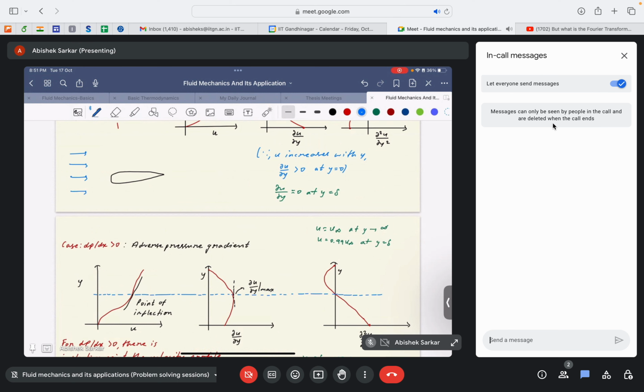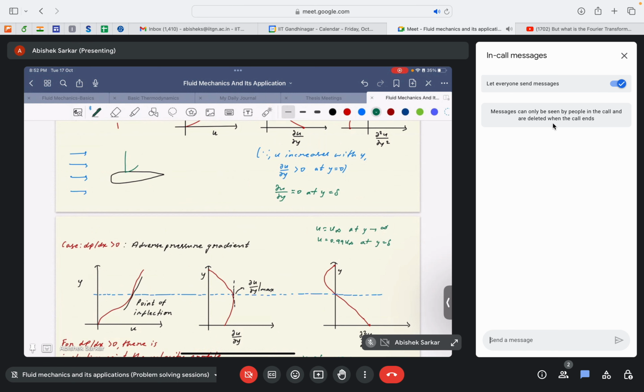So what usually happens is that the velocity profile in the case of airfoils is of this form. Okay, let me just try to draw it. It is 0 at the surface because of the no slip condition. Then it would increase to a certain value. It will reach a maxima.